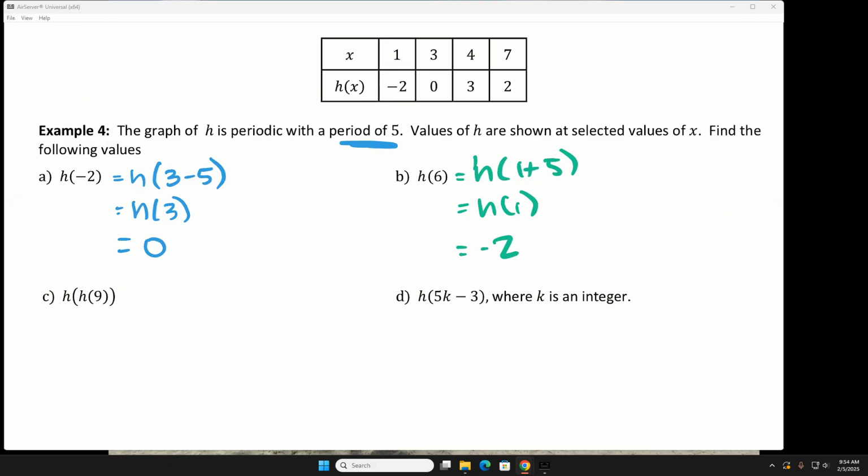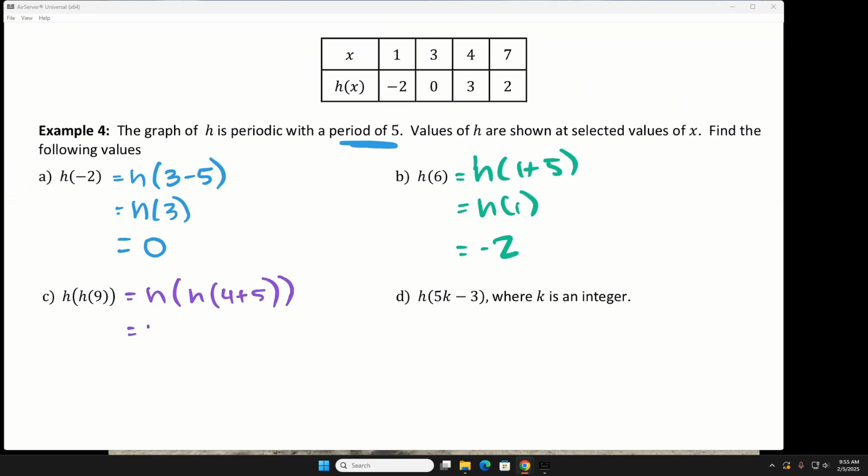Now C and D are a little more complicated. So for C, we have a composition, but we can still do it. We're just going to have to do it twice. So we want h of 9. Now 9 is not a number up here, but I can take a number up there and add a multiple of the period to it and get 9. What number?